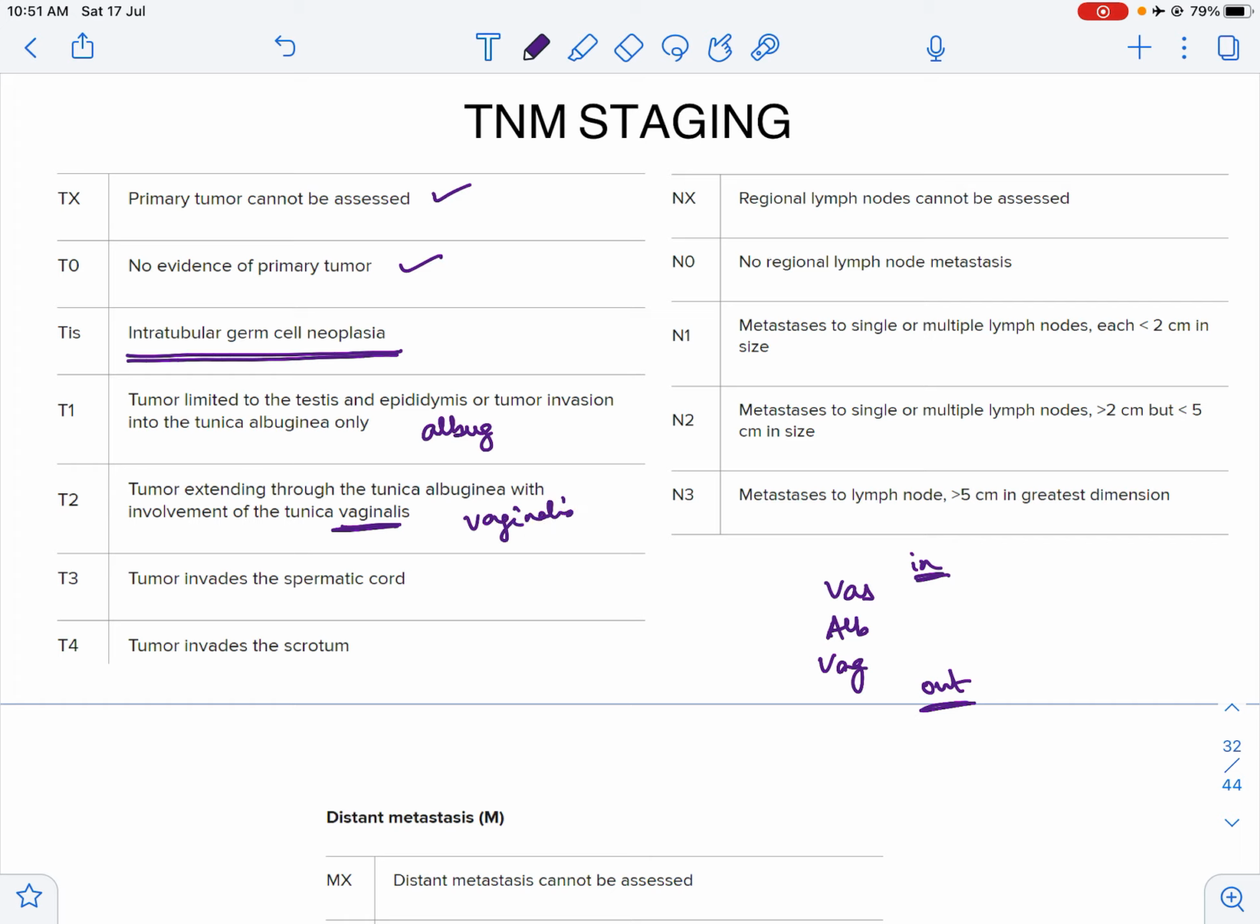Tunica vasculosa is very thin, which is why it is not taken into consideration. So T1 is tunica albuginea, T2 is tunica vaginalis, T3 means it invades the spermatic cord, T4 means it invades the scrotum.